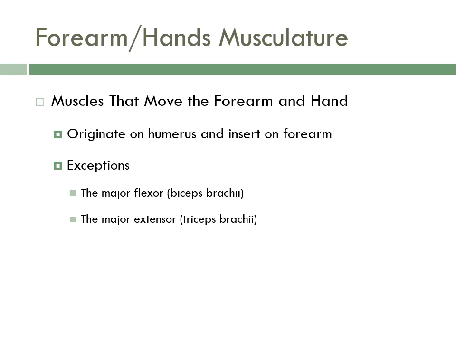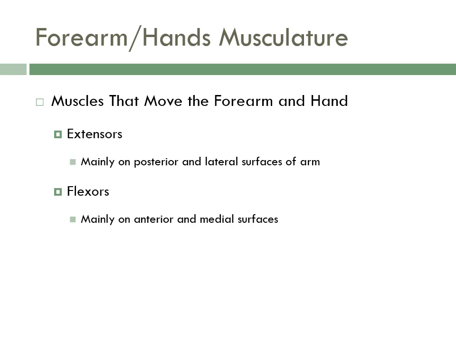Muscles that move the forearm and hand originate on the humerus and insert on the forearm. The exceptions are the biceps brachii and the triceps brachii, which do not originate on the humerus. Extensors are mainly on the posterior and lateral surfaces of the arm, and the flexors are mainly on the anterior and medial surface of the arm.